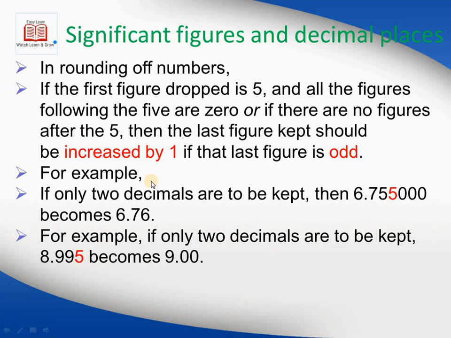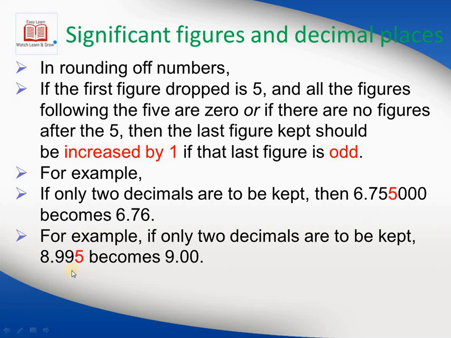But in the second case, if all the digits after the 5 are 0 but the previous is odd, then we are going to increase this by 1. You can see that 6.755, if we are going to round this off up to 3 significant figures, 1, 2, 3, 6.75, then it will become 6.76. 5 is increased by 1. For example, if only 2 decimals are to be kept, 8.995 becomes 9.00, because the previous is odd and it will increase by 1.